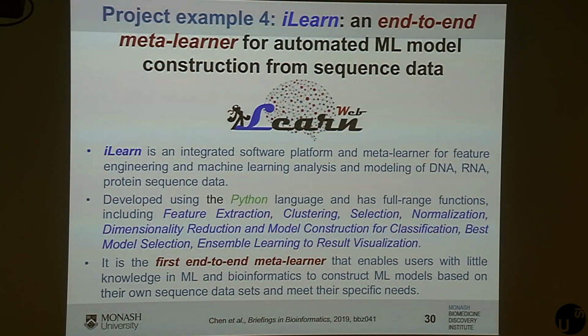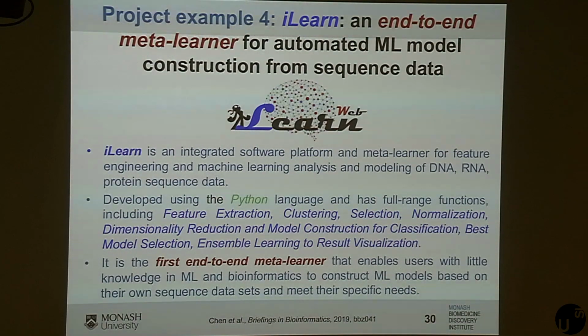It contains a full range of functionality, from feature extraction, clustering, selection, normalization, and dimensionality reduction, to model construction for classification, model selection, ensemble learning, and result visualization. So iLearn contains a lot of functions, including feature extraction and machine learning selection.